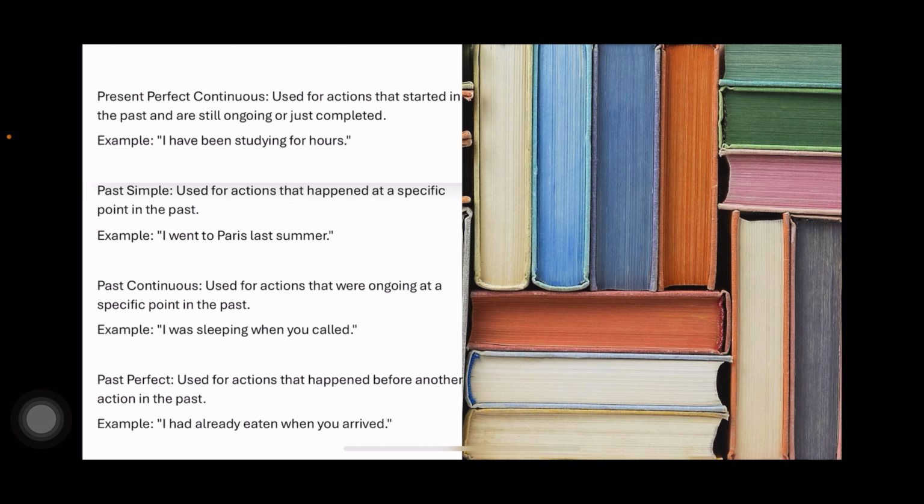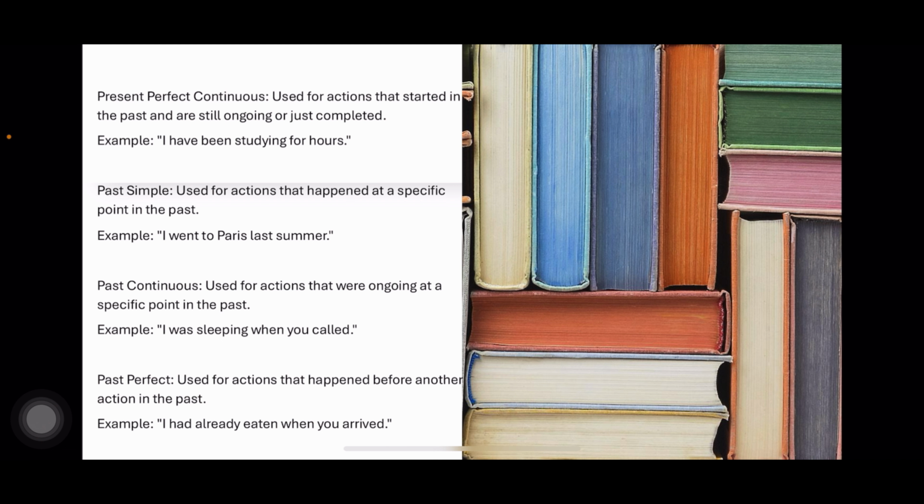Past continuous. It is used for actions that were ongoing at a specific point in the past. Example, I was sleeping when you called. I was reading when you called.